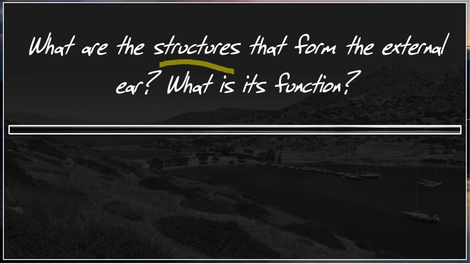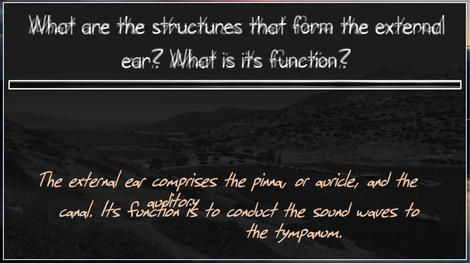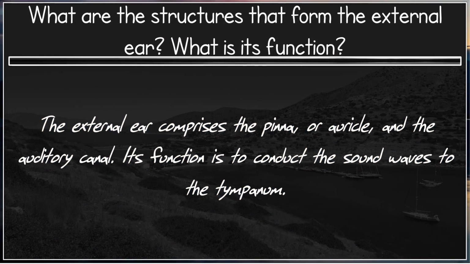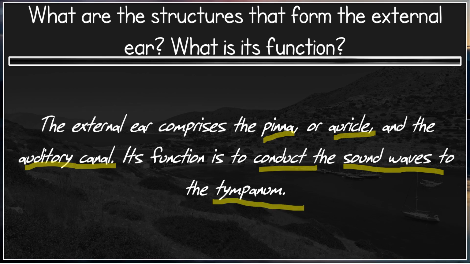What are the structures that form the external ear? What is its function? The external ear comprises the pinna or the auricle and the auditory canal. Its function is to conduct the sound waves to the tympanum.